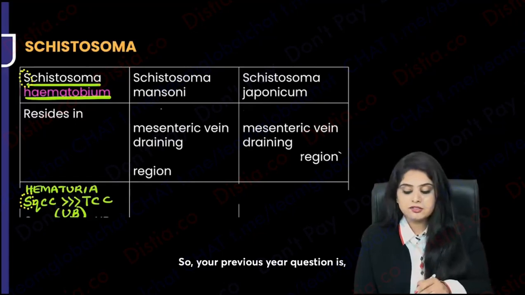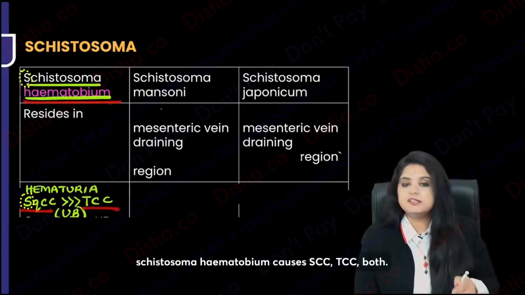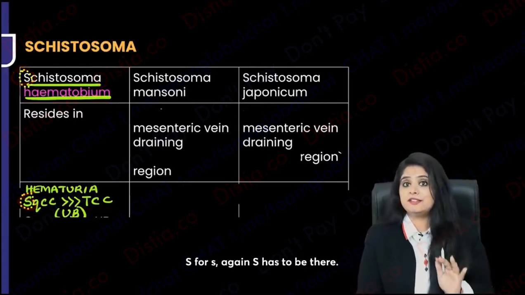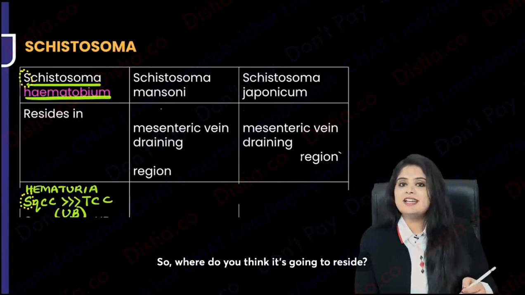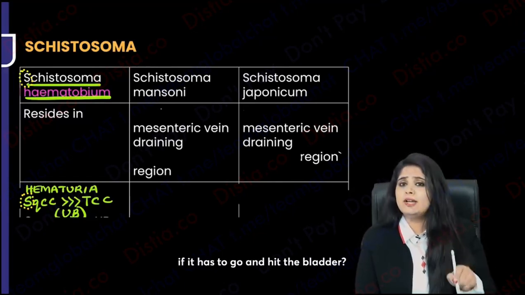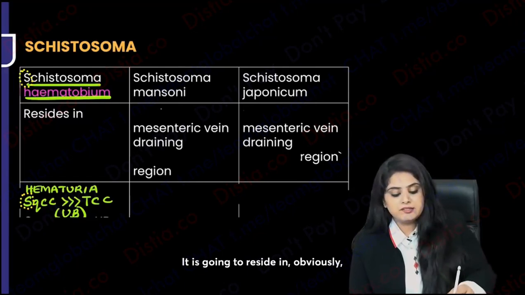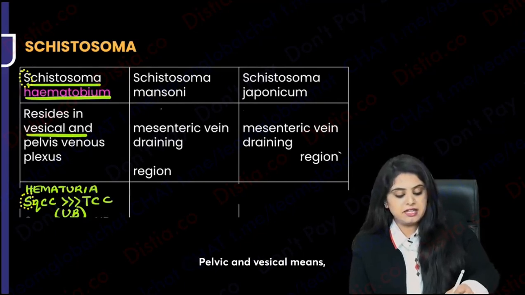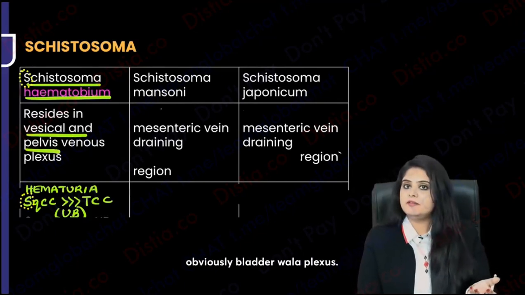So your previous year question is: Schistosoma hematobium causes SCC, TCC, both? It causes both, but commonly S for S. Again, S has to be there. So where do you think it's going to reside? Which venous plexus? If it has to go and hit the bladder, it is going to reside in, obviously, the pelvic and vesical venous plexus. Pelvic and vesical means, obviously, the bladder plexus.